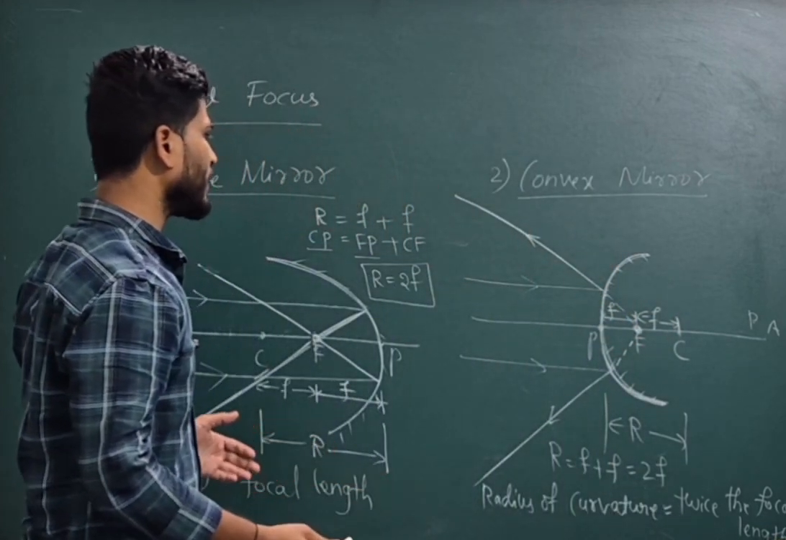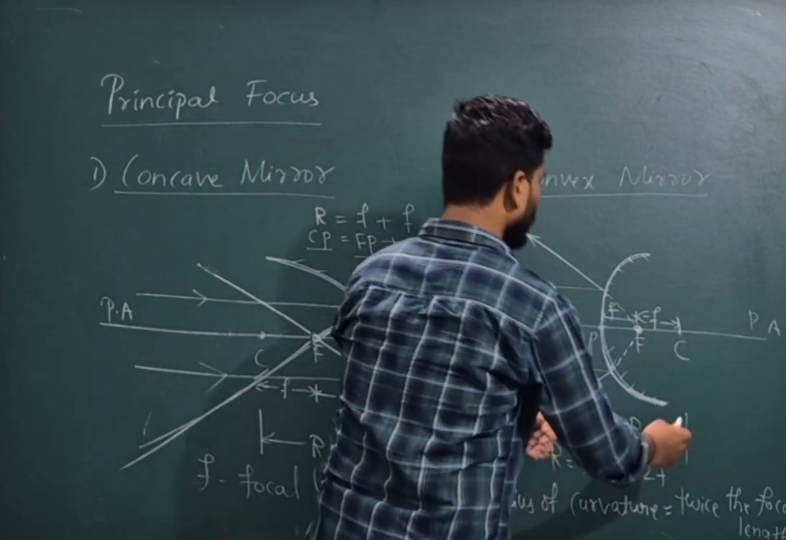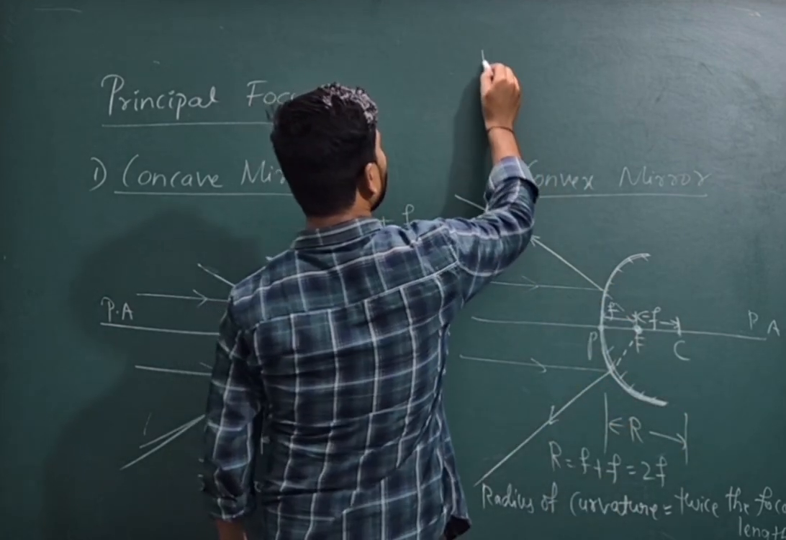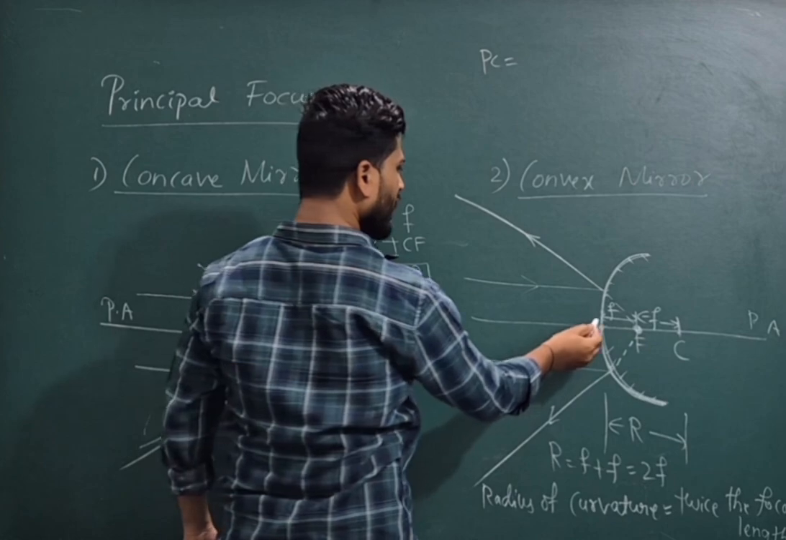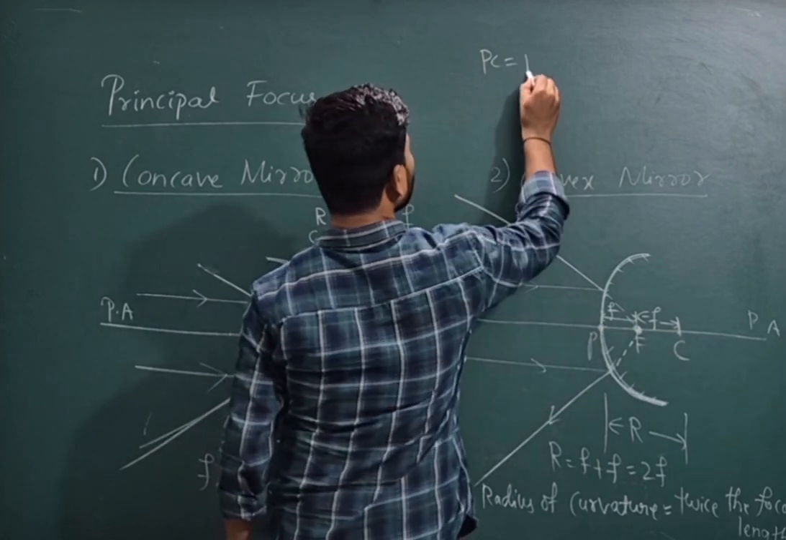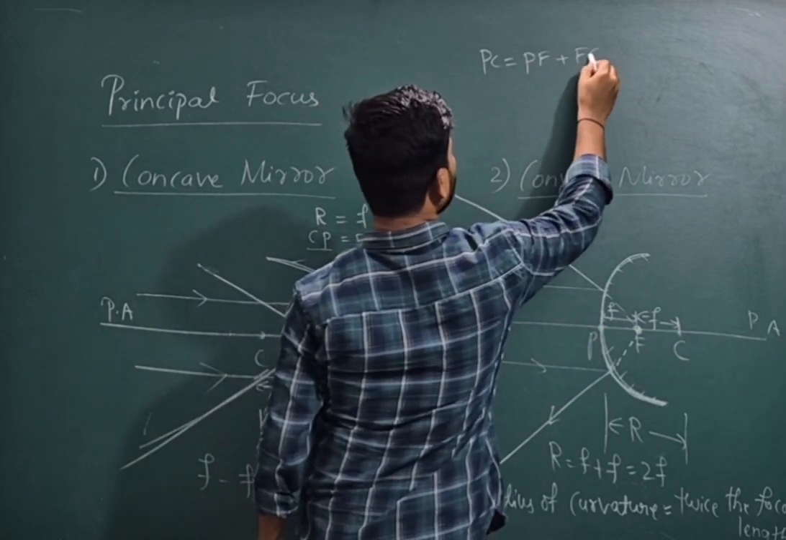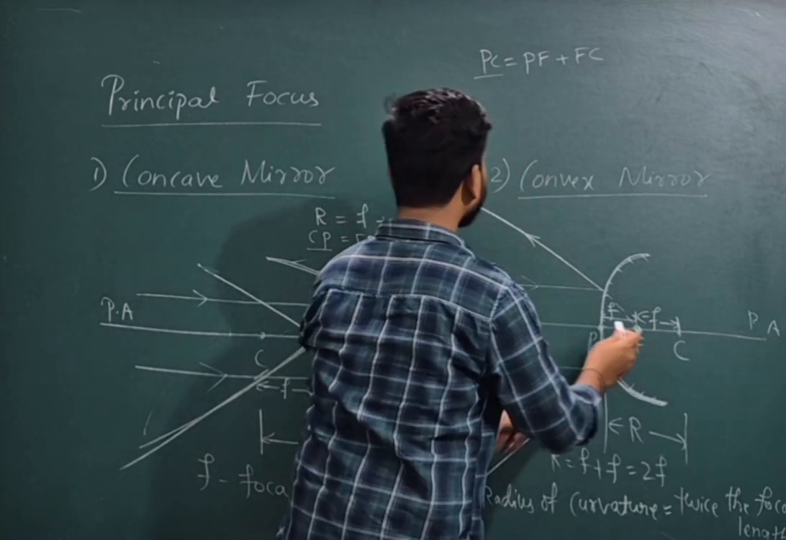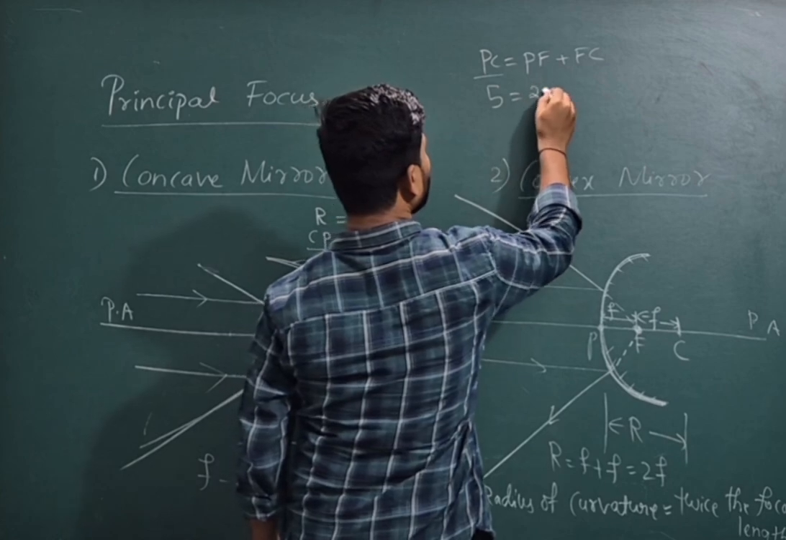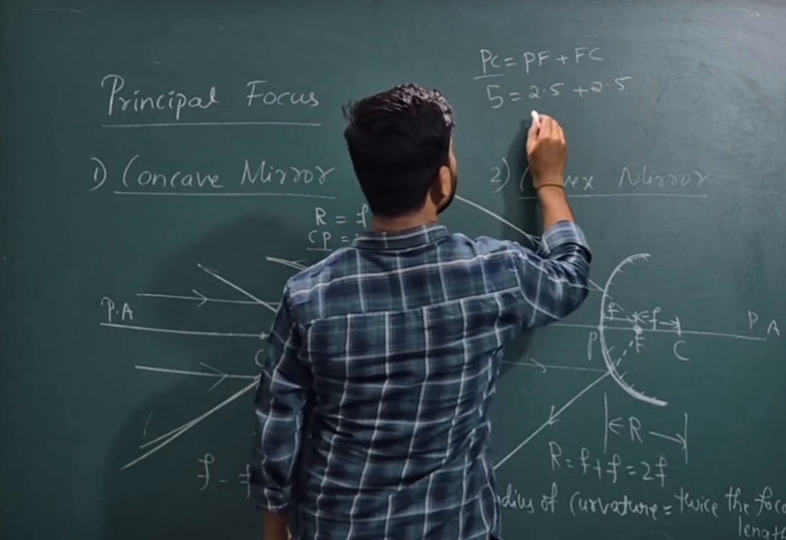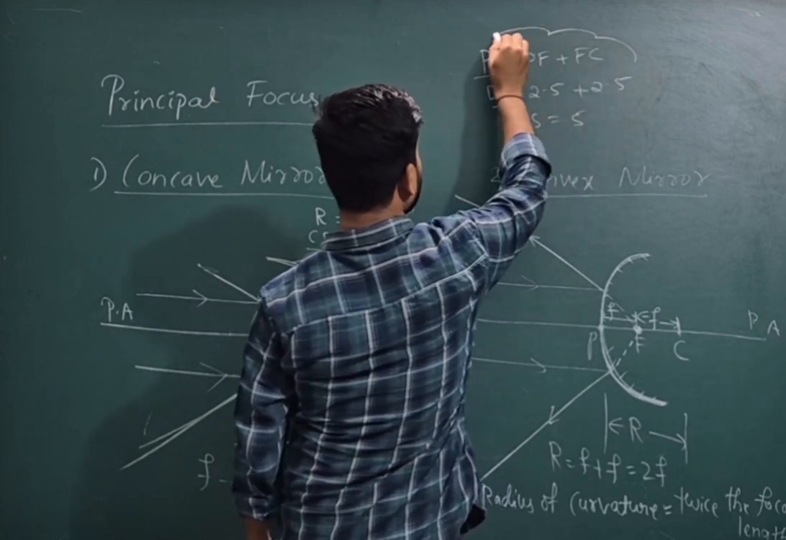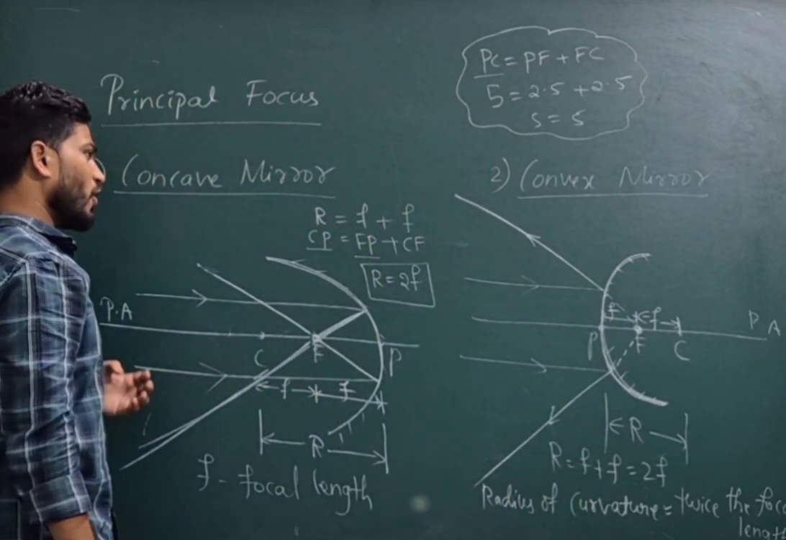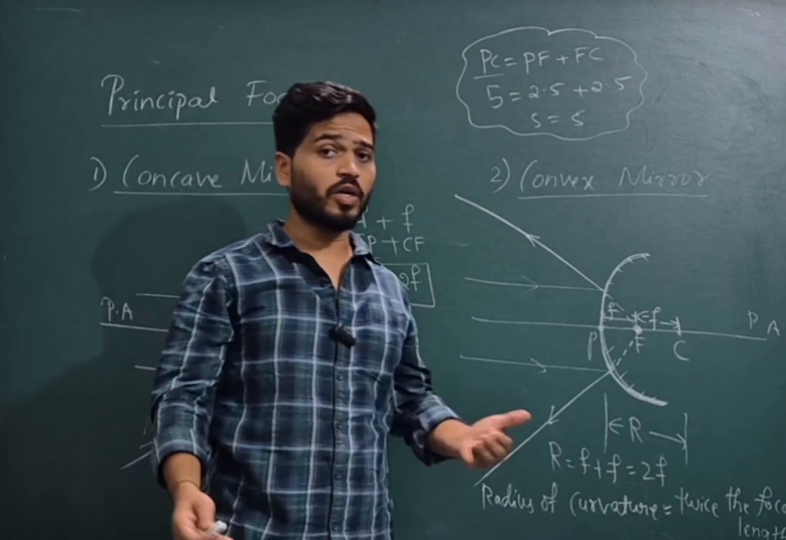If you want to understand it practically, consider PC equal to 5, that means radius of curvature equal to 5. Then PC equal to what you can write, all of you? PF plus FC. What is PC? PC, I have considered it as 5. That means PF is also 2.5. This is also 2.5. Then 5 equal to 5. This is just for checking, okay? When you are doing things in science, it has to be checked logically, okay?